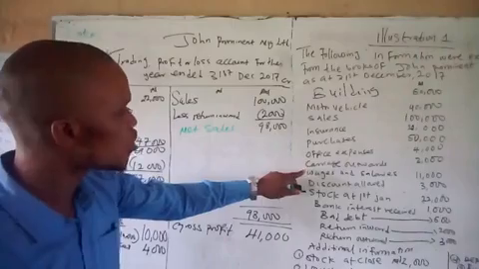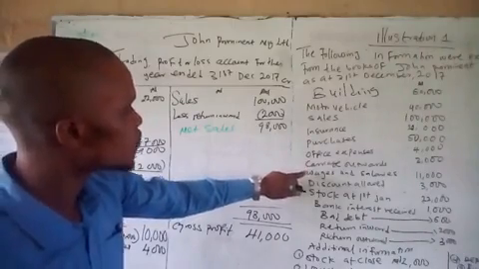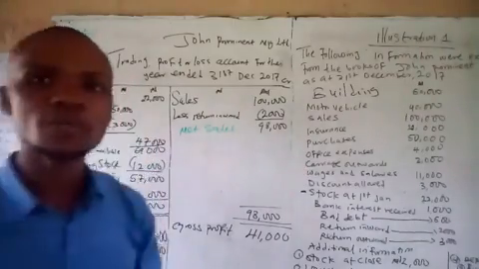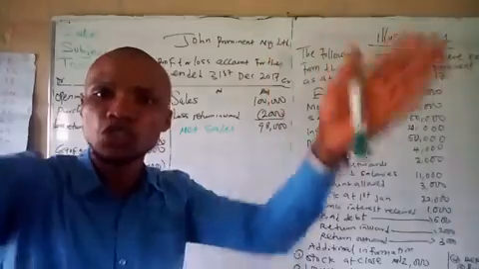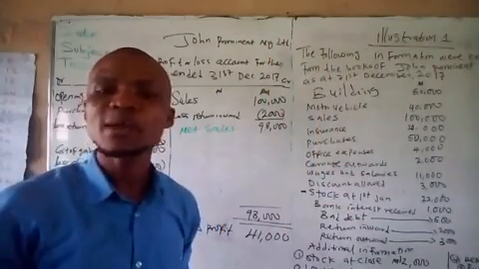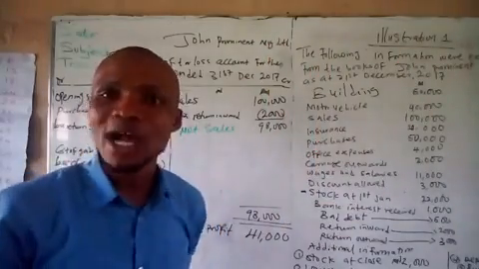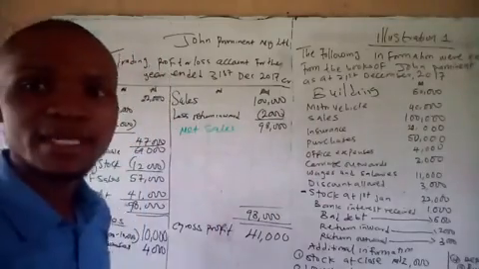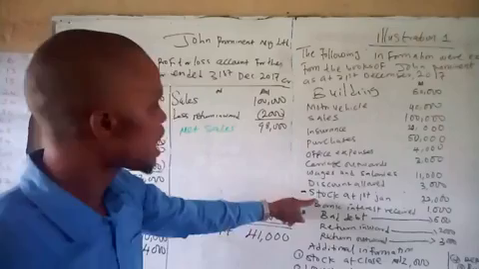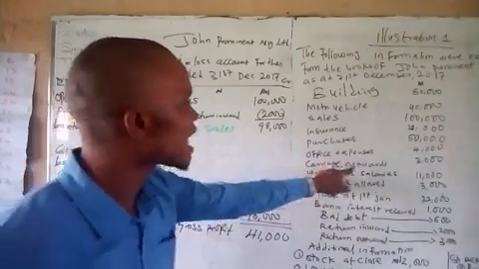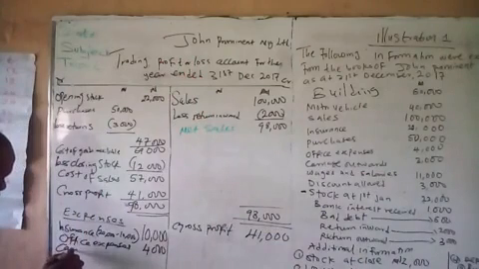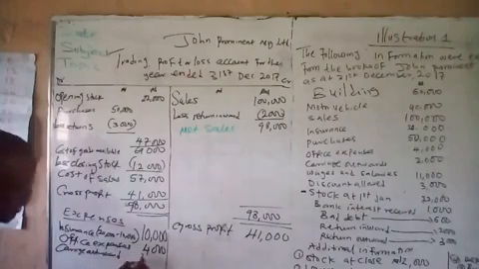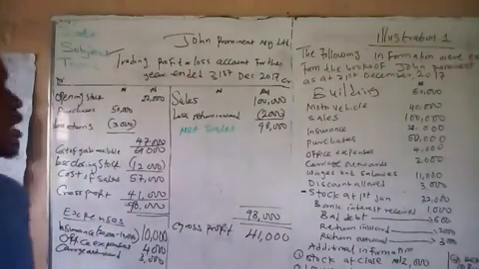So the next one will go down a little bit. We have carriage outward. Carriage outward is the amount of money you spend taking your goods to your customer who actually wants to buy your goods. So it's an expense in the P&L account. Carriage outward is 3,000 naira. It's an expense, so you bring it here. Now you move down.